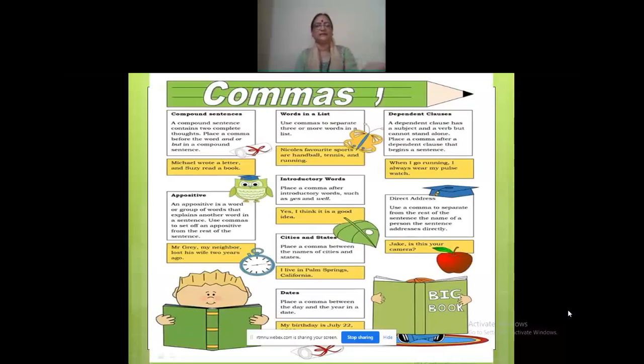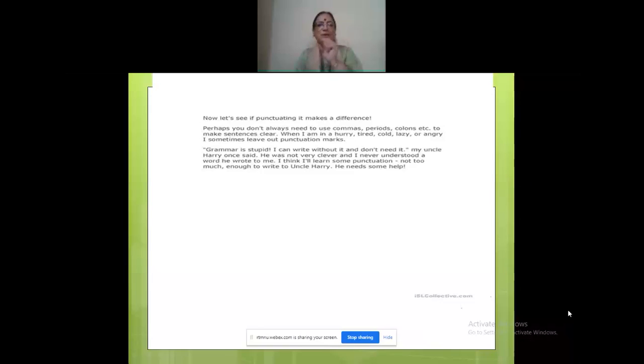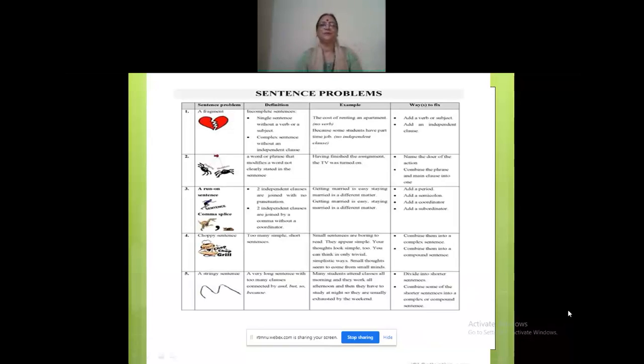Third and the final day of our session on the mechanics of writing. Today is day 3, and we are learning about the technicalities that we need to adopt in our academic writing and writing the research paper. Some of this I have already discussed yesterday, like the comma and this exercise. Now I'm coming to sentence problems.